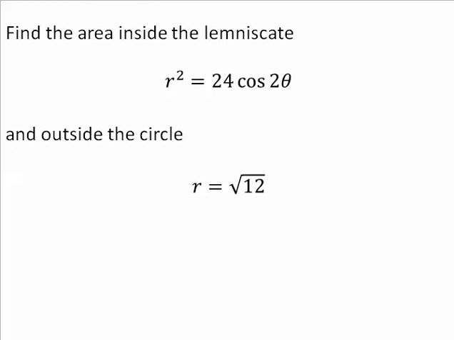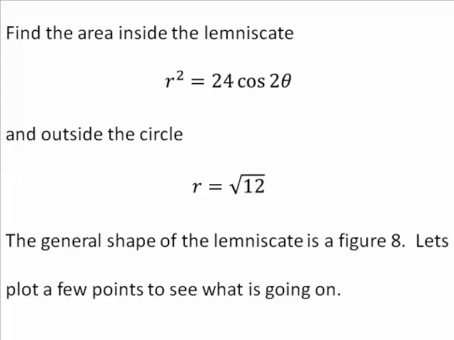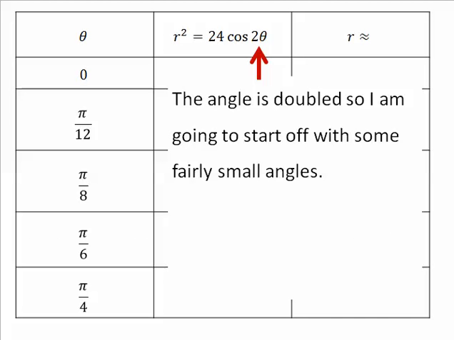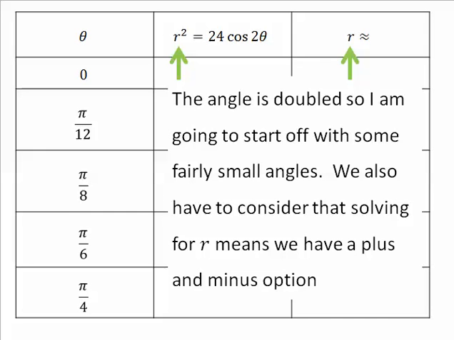11.3.28. Find the area inside the lemniscate and outside the circle. The general shape of the lemniscate is a figure 8. Let's plot a few points to see what is going on. The angle is doubled, so I'm going to start off with some fairly small angles. Also, we have to consider that solving for r means we have a plus and minus option.